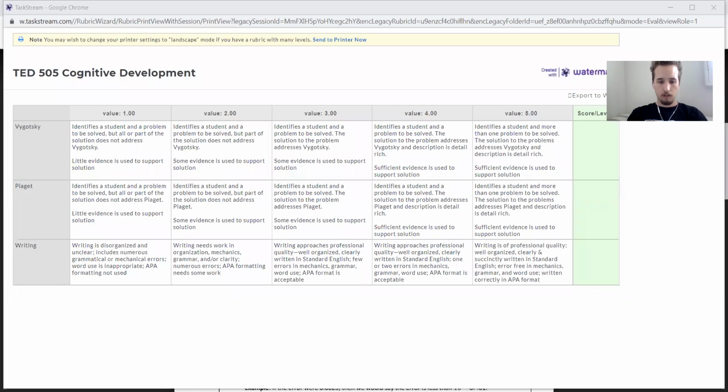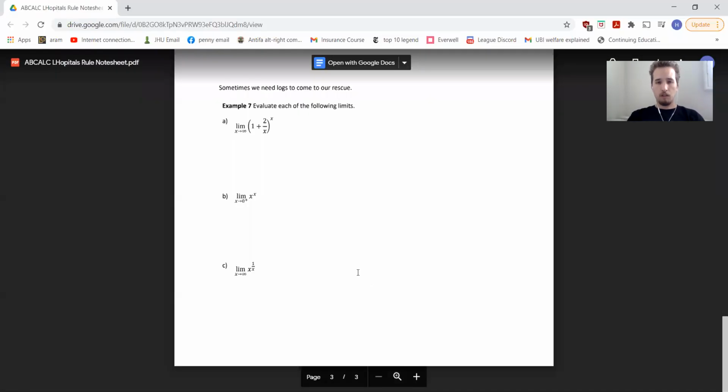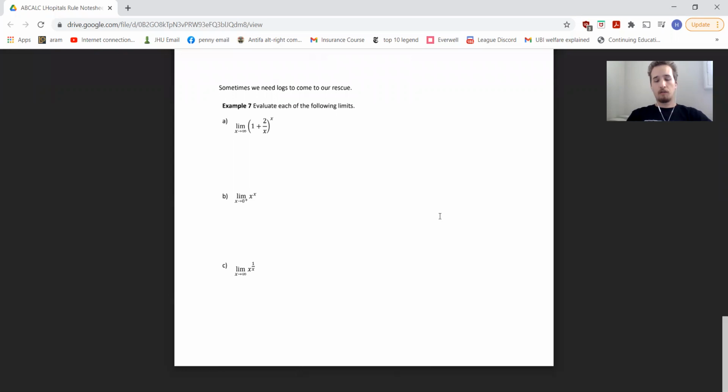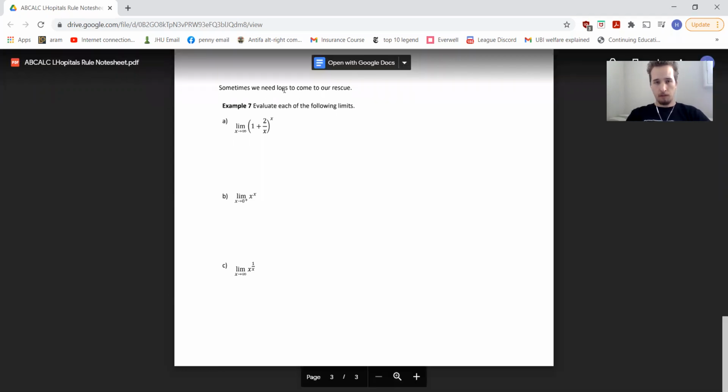Okay, today we're going to be going over example 7 of your L'Hopital's worksheet. Okay, and so for these examples of L'Hopital's, basically we need to use logs to get the right form we want to be able to use it.